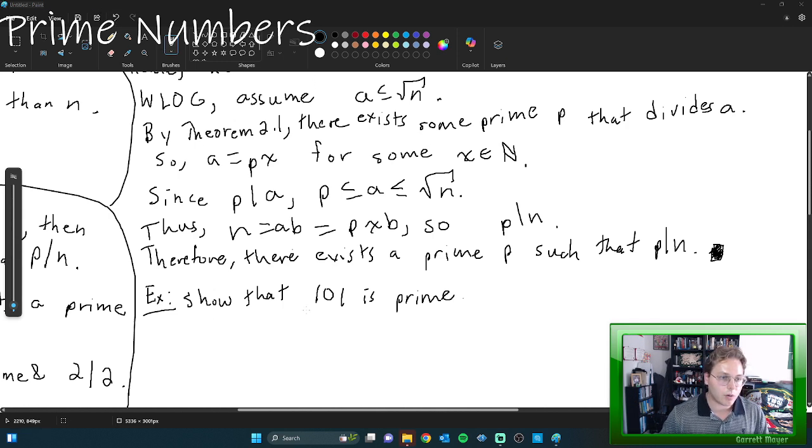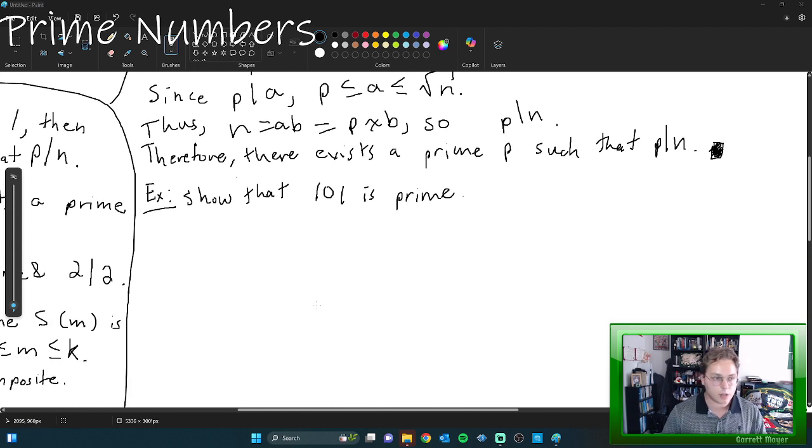So the first thing that we want to do is see what the square root of 101 is. Now what we know is the square root of 101 is between 10 and 11, because 10 squared is 100 and 11 squared is 121. 101 is between that, so the square root also must be between that.